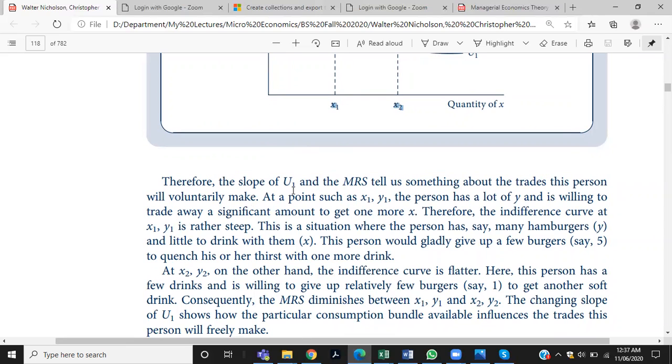What does the slope of indifference curve U1 and the minor rate of substitution tell us? These tell us something about the trades this person will voluntarily make.